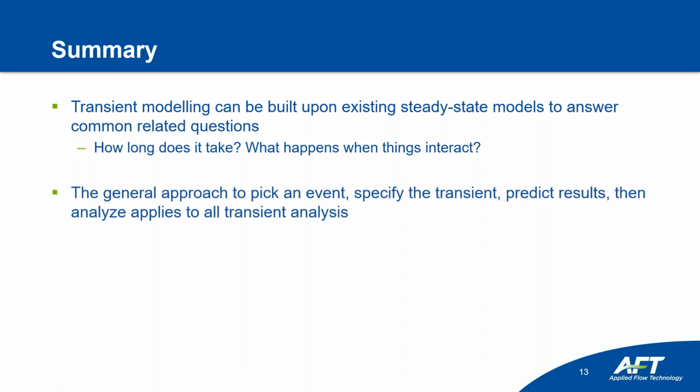In general, you're going to take the same approach when doing transient analysis, whether it's a slow transient or a rapid transient. You want to pick an event, specify the transient, have some sort of hypothesis of what you think the results will be, and then do your analysis to ultimately answer the question that you had at the start. That's the same across all transient analysis. The tools and the steps are all going to be very similar.